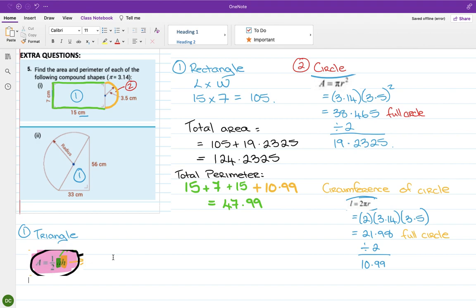So it's a half A, and A is the base, by H, and H is the height. And they're reasonably easy to see in the picture. So it's a half, the base is 33, and the height is 56.